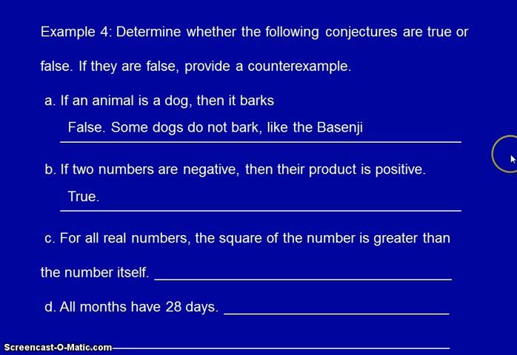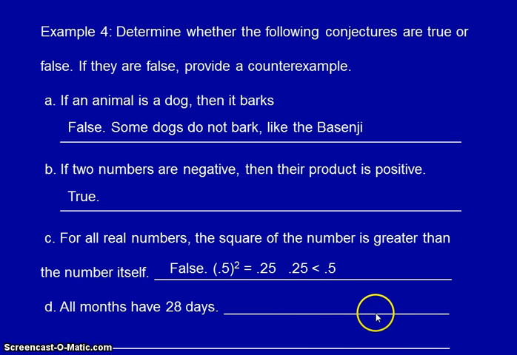C. For all real numbers, the square of the number is greater than the number itself. So anytime you multiply a real number by itself, do you automatically get a bigger number? Well, if you're multiplying decimals, if you multiply 0.5 times 0.5, that would give you 0.25. And that is smaller than 0.5, so your answer is false. That would also work with fractions. If you multiply 1/2 times 1/2, it gives you 1/4. That would also be false.